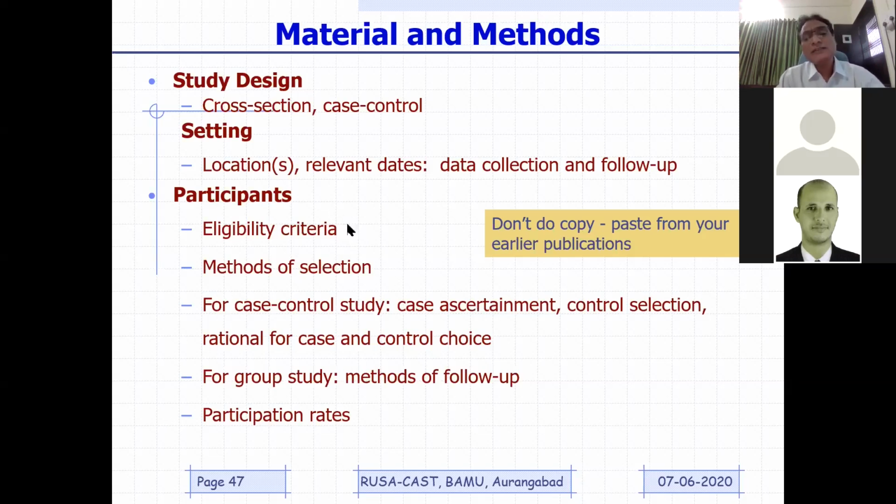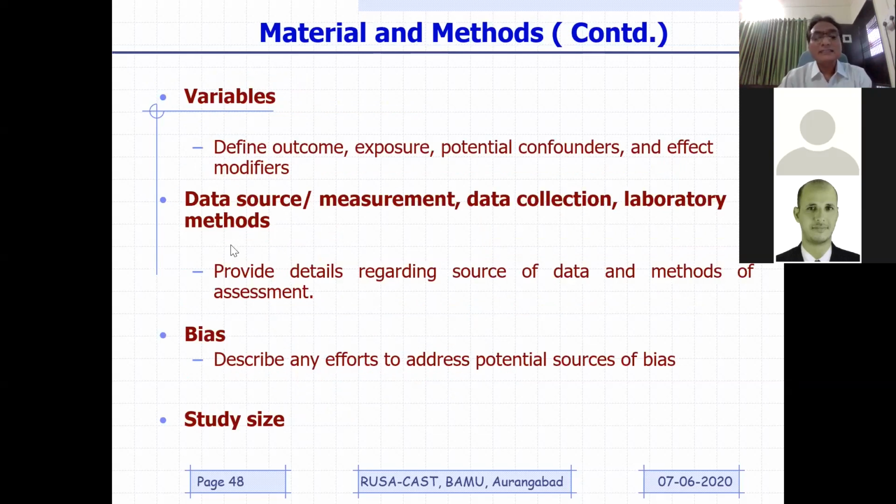As far as social science related investigations are concerned, it could be location specific data collection. If you are collecting data, then you need to mention what the location was and who the participants were. As far as the data collection survey is concerned, how you selected participants, what the eligibility criteria were, what the control was, what kind of group study you have done, and what the participation rate was, that needs to be mentioned very carefully.